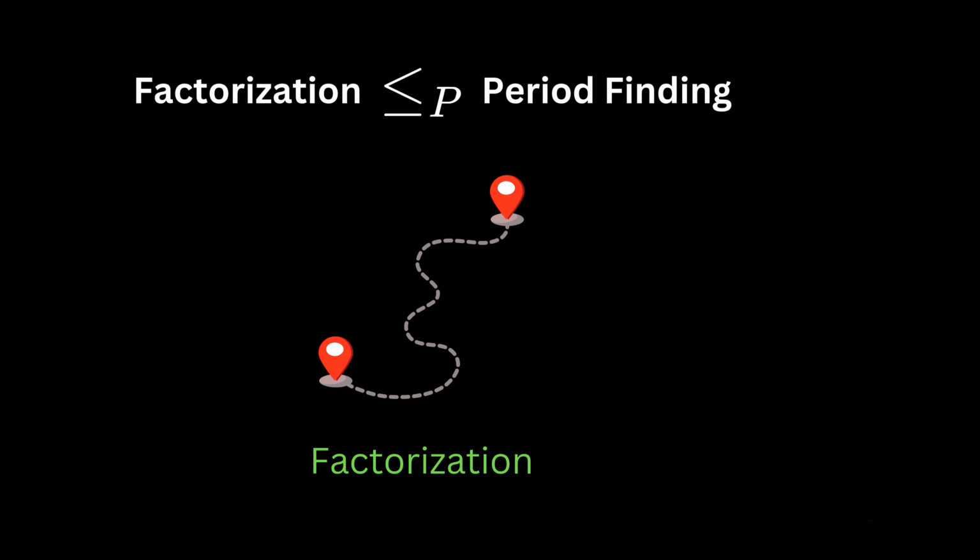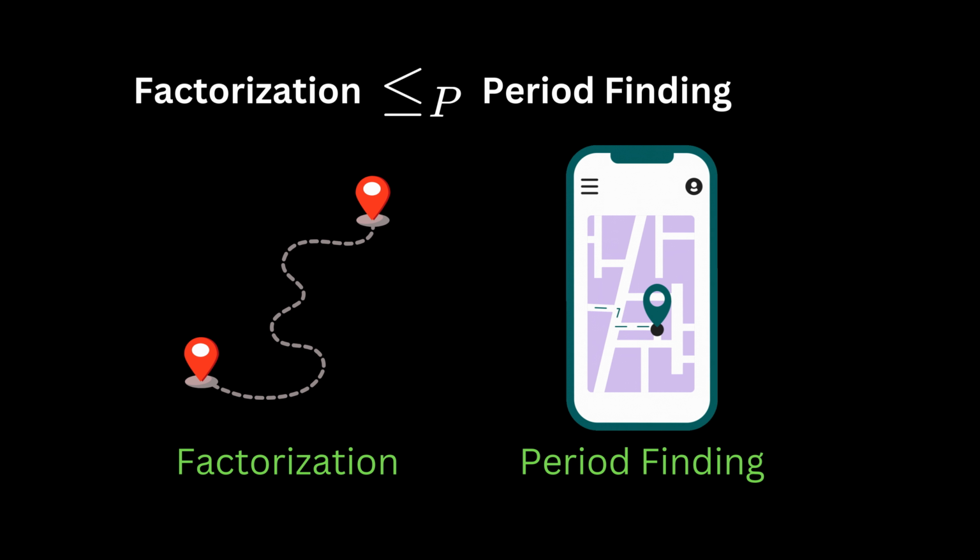Let's consider this analogy. Suppose factorization is like finding a path from point A to point B. Without a map, this problem is very difficult because you would have to find the path through trial and error, which can take exponential time. But if you have access to a map or a navigation app like Google Map, then you can find your path easily. In this analogy, Google Map represents period finding. By having that tool, you can efficiently solve the factorization problem.